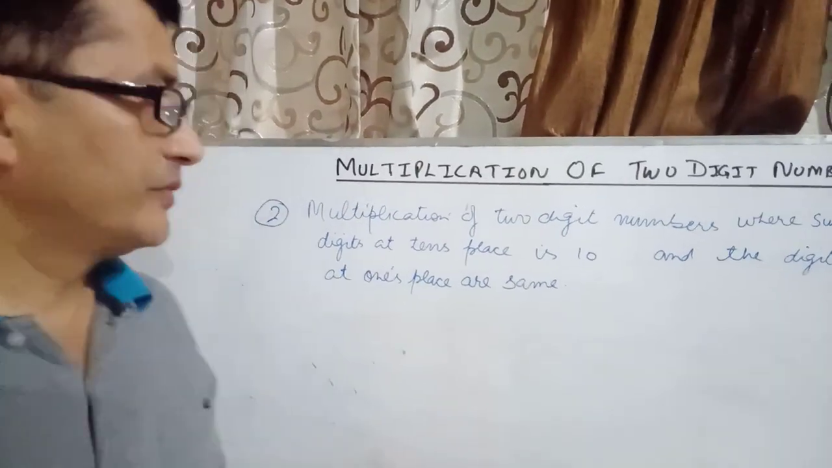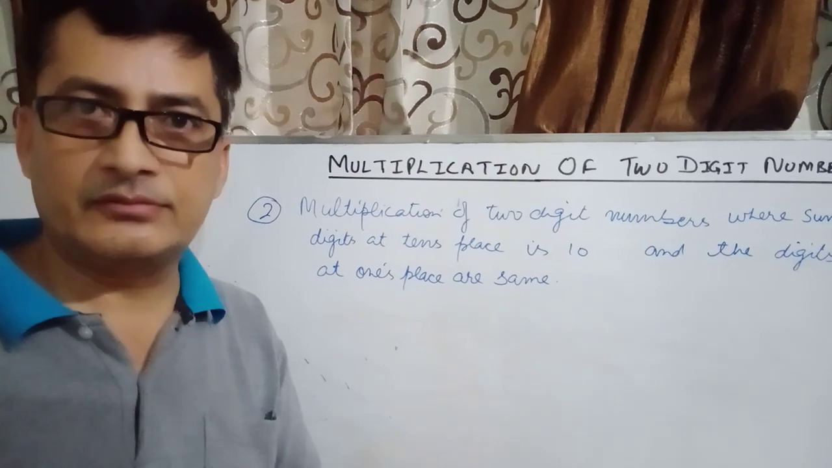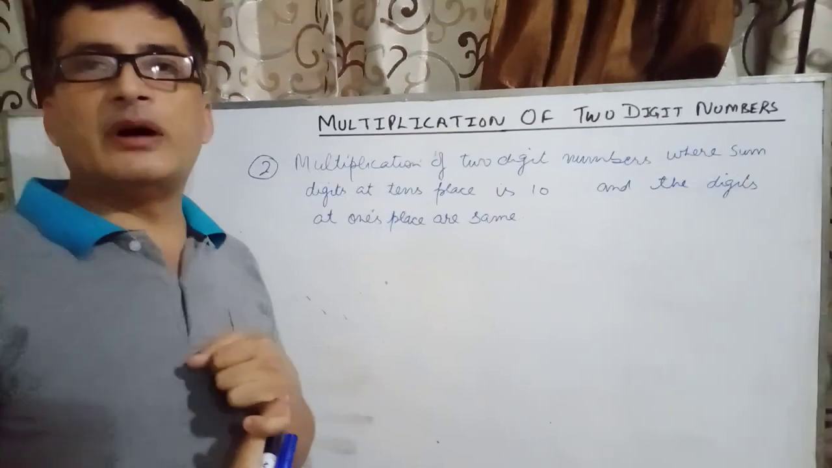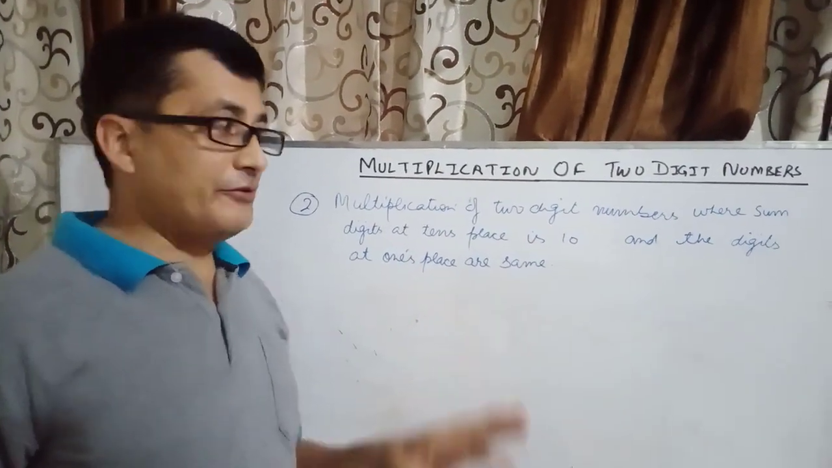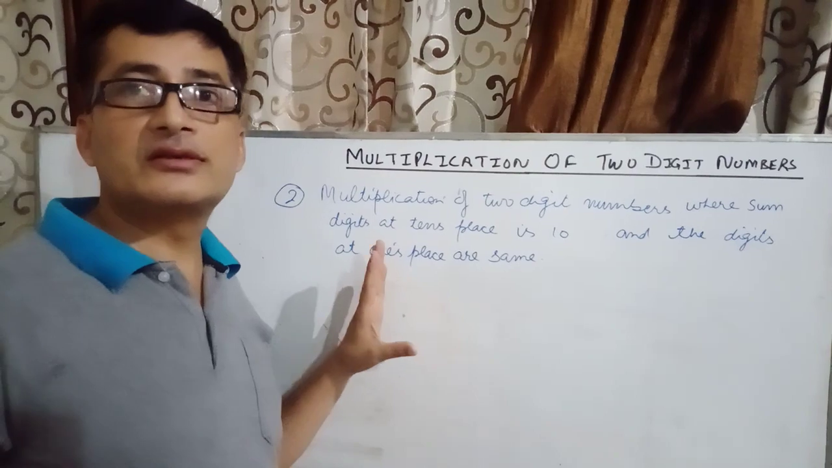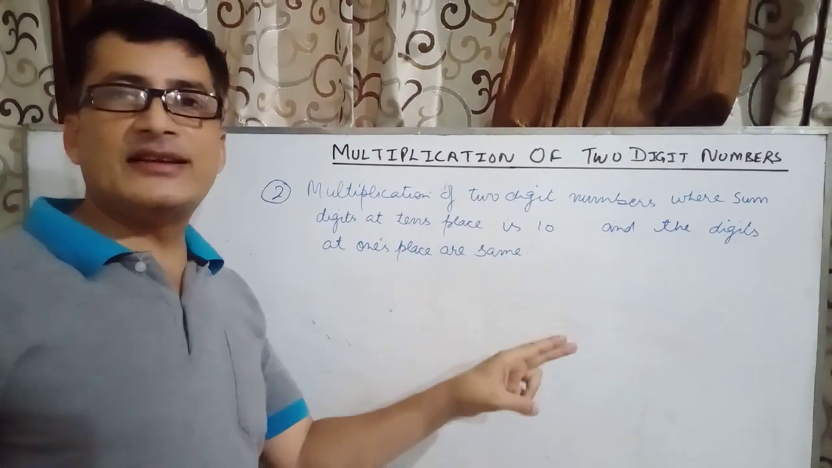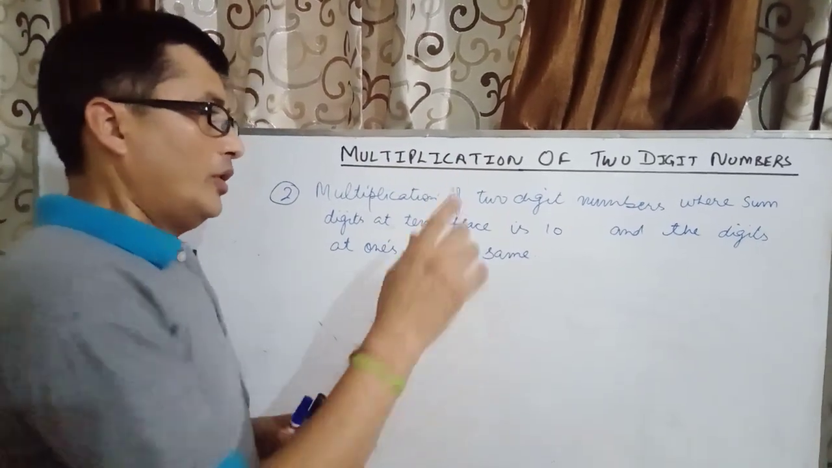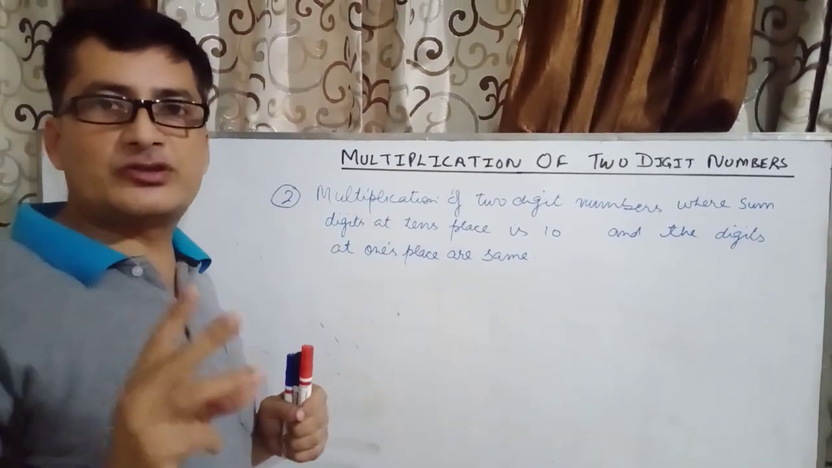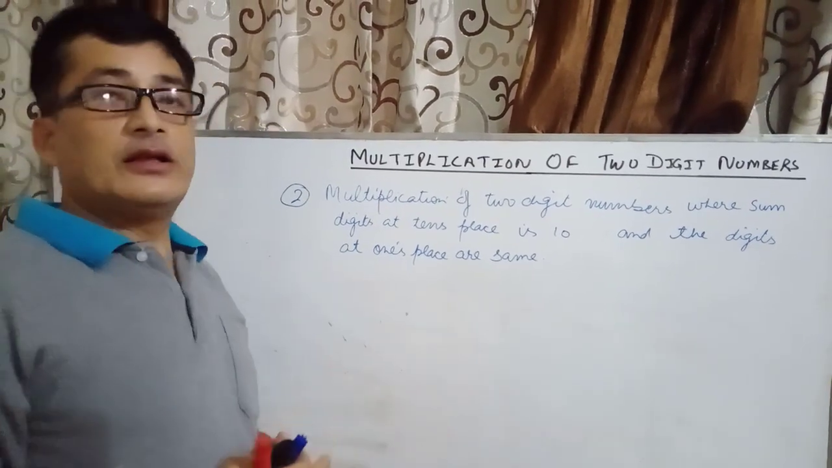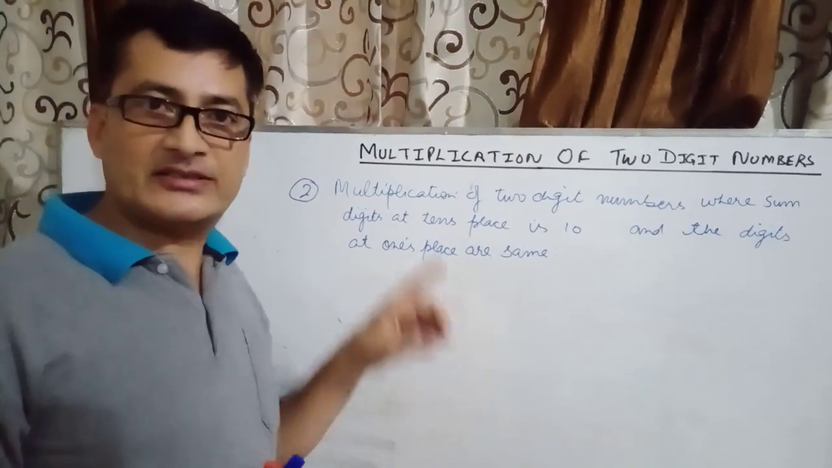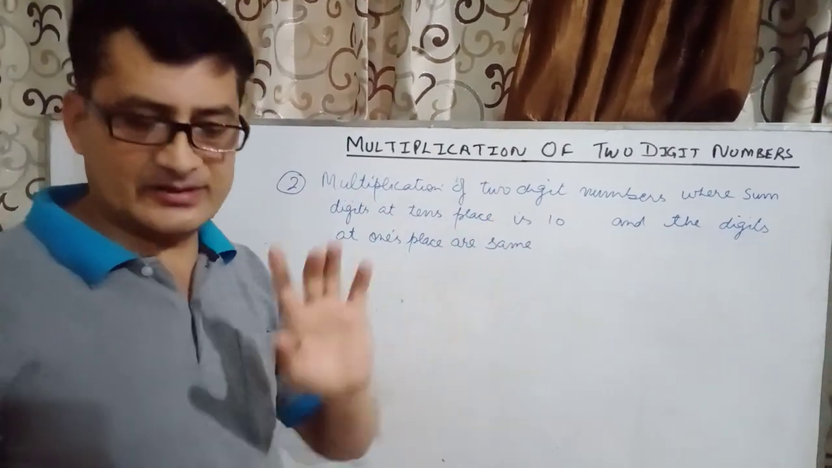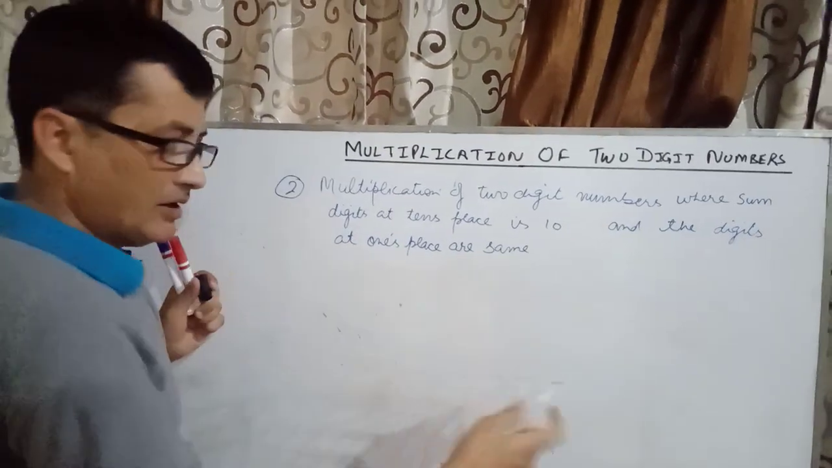Now students, let's start with the second trick. In the previous trick, you found the multiplication of two numbers where the first digits are the same and the digits in the ones place sum to 10. Now here we find the multiplication of two-digit numbers where the digits at the tens place sum to 10 and the digits at the ones place are the same. Now let's start.